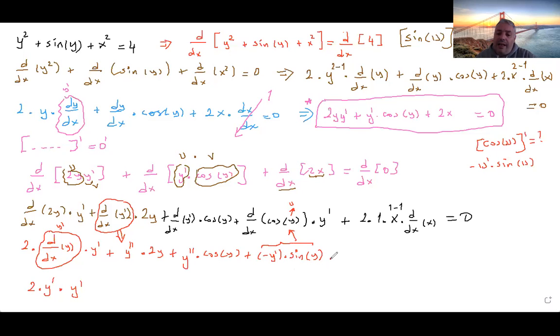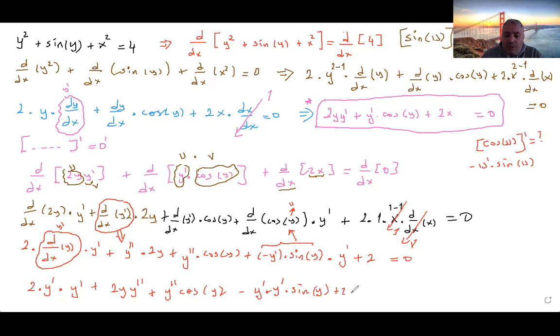Yes. Times y prime here I have, plus this is 1, this is 1, so just 2, is equal to 0. Alhamdulillah, let's say it is finished. 2y prime plus 2y double prime. So y double prime cosine of y and minus y prime times y prime times sine of y plus 2 equals 0.